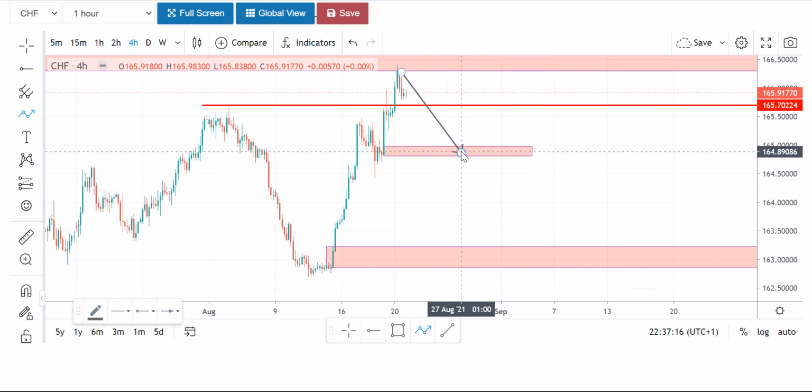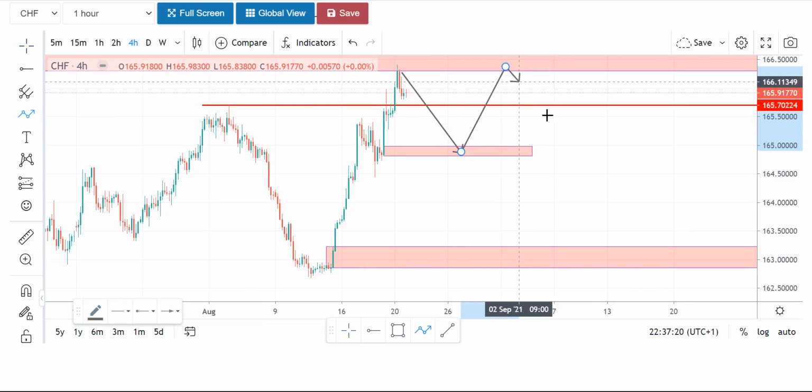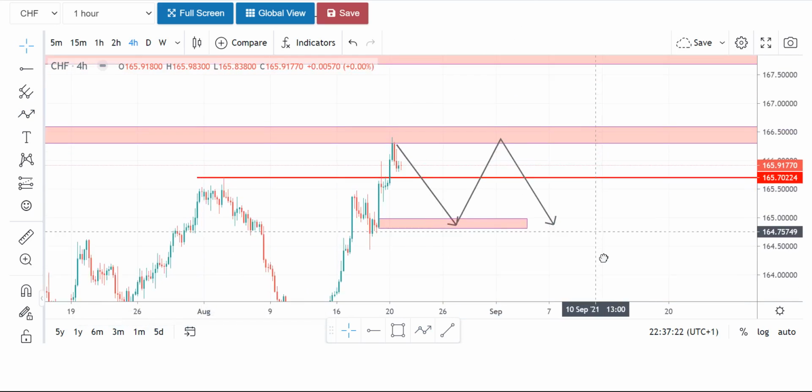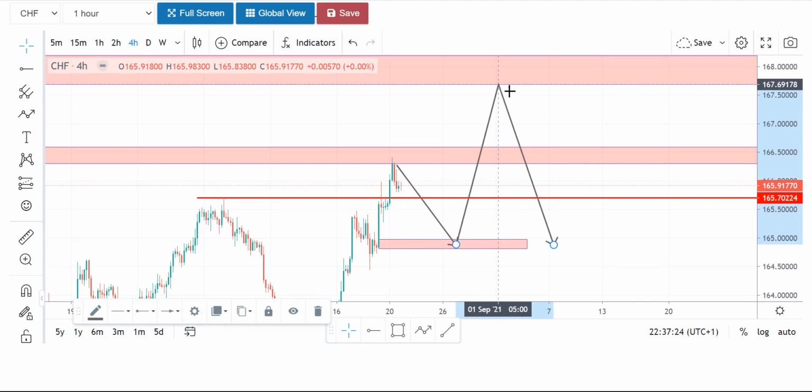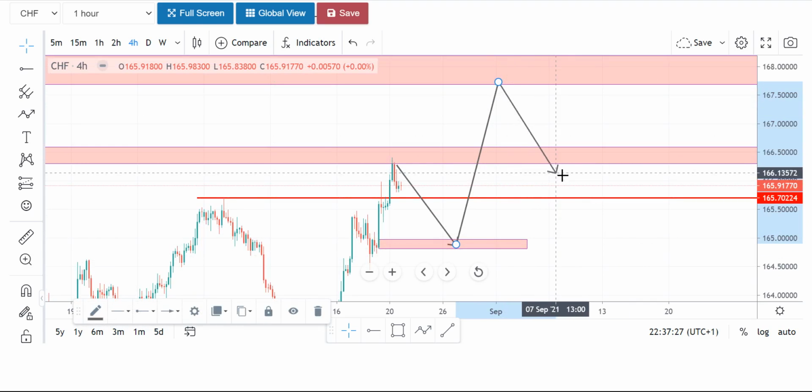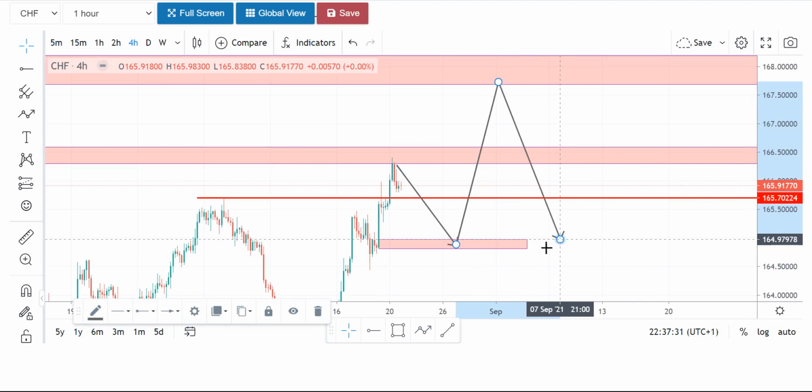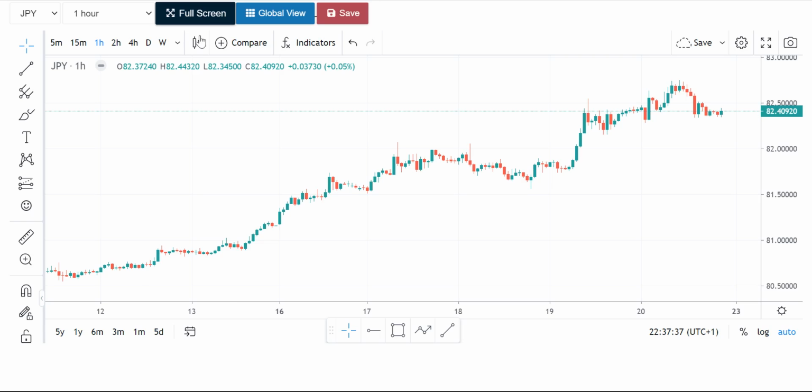Now from here, we might see a movement to the upper part, breaking this supply zone, something like this, taking the supply zone, and we may have another supply zone here or here. And creating a demand zone here before we see a movement to the upside. Now the next pair we'll take a look at is JPY, and this is going to be our last pair for this episode.